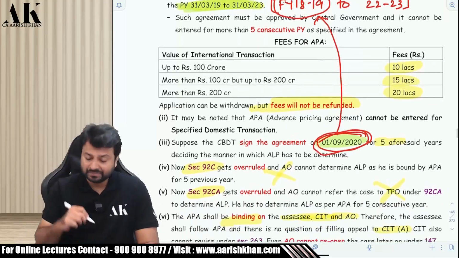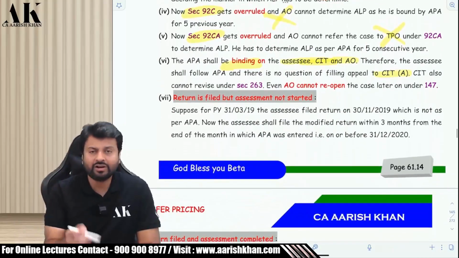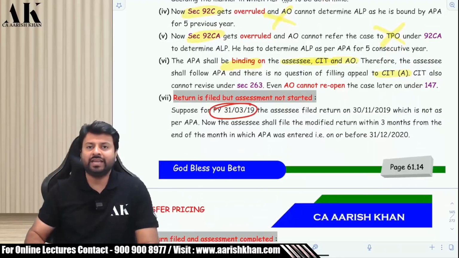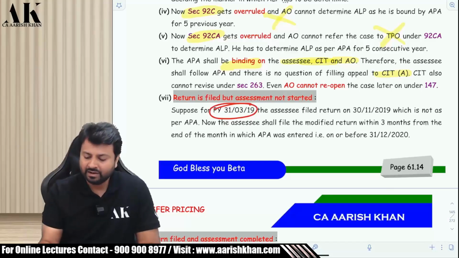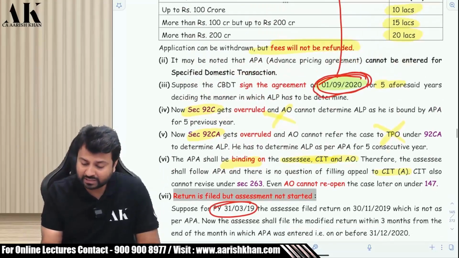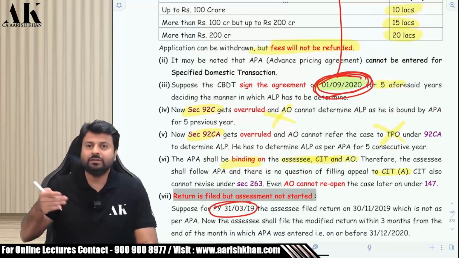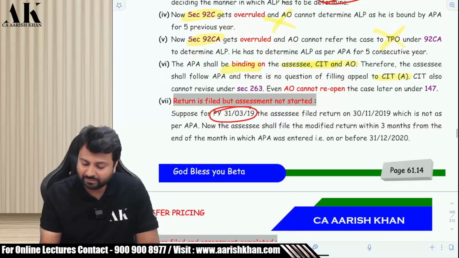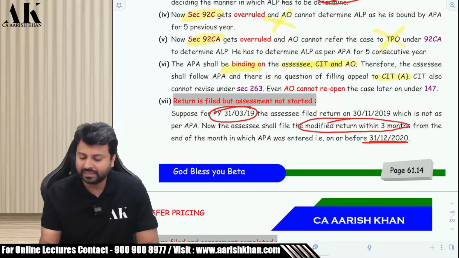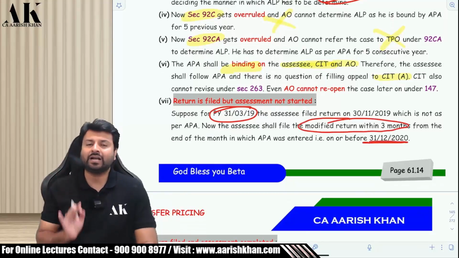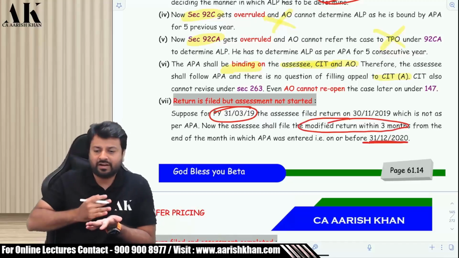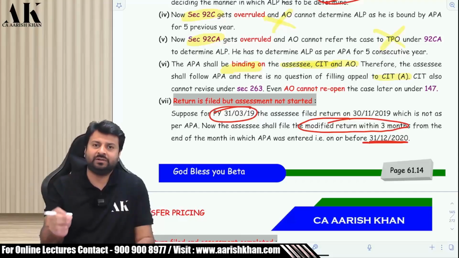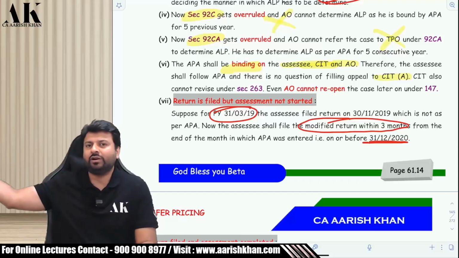Now what has to be done? The government says that the return is already filed for 19, and after that CBDT has signed the advance pricing agreement. When was the agreement signed? In September 20. Within 3 months from the end of the month, the assessee has to file a modified return, that is till 31st December 2020, and accordingly if the assessee files the modified return within 3 months from the end of the month in which the agreement was signed, the assessment of the assessee will be done as per the modified return and not as per the old return.